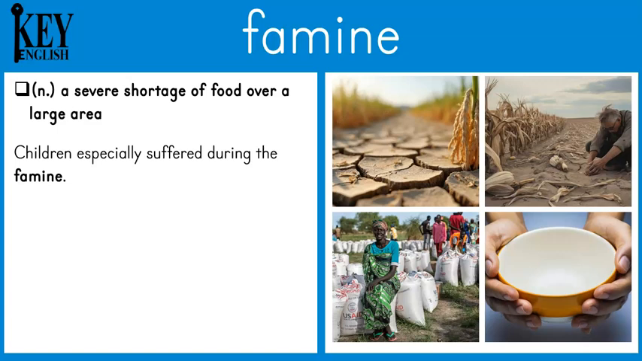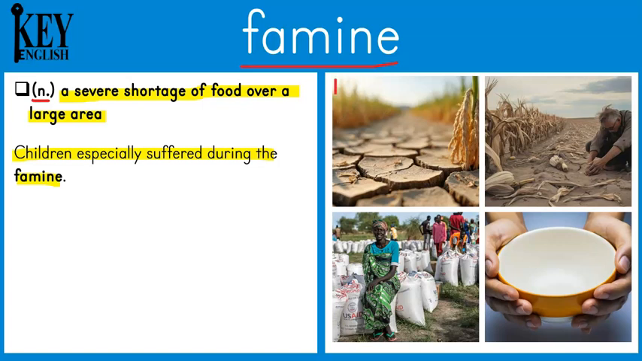The next word is famine. Famine is a noun, and a famine is a severe shortage of food over a large area. The example says, children especially suffered during the famine. So a famine is a very serious time where there's not enough food for everyone. And during a famine, many people may become hungry or sick since there's not enough food.